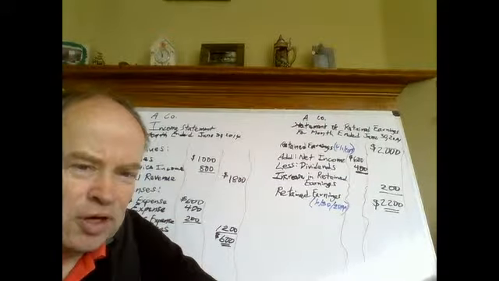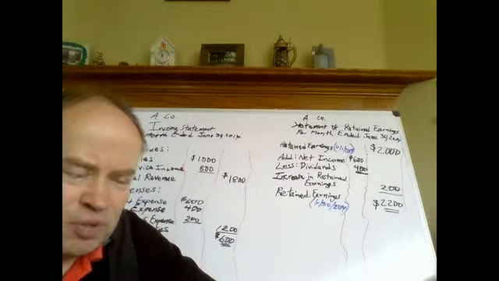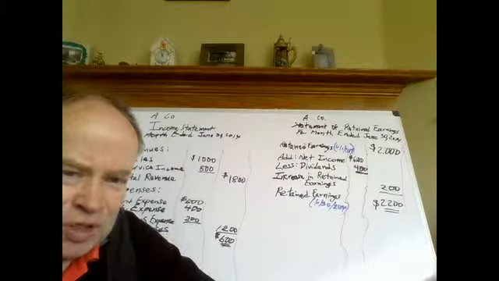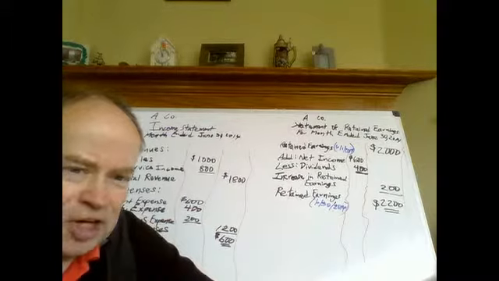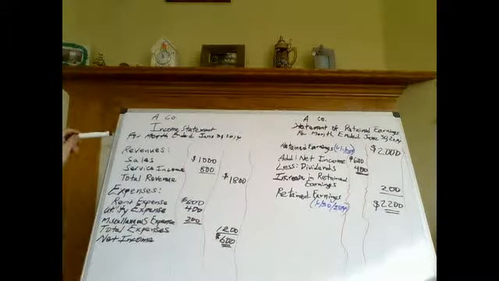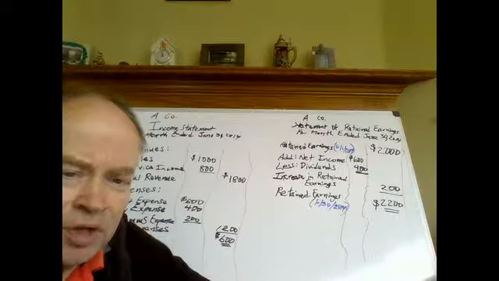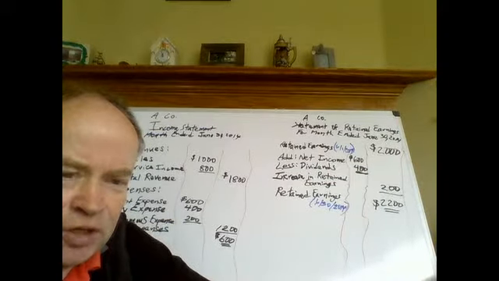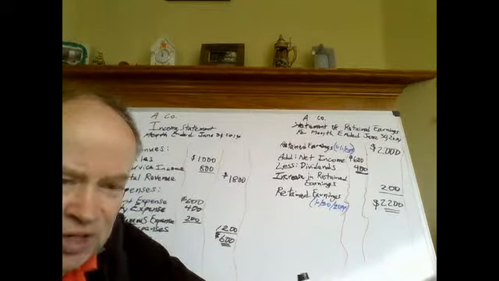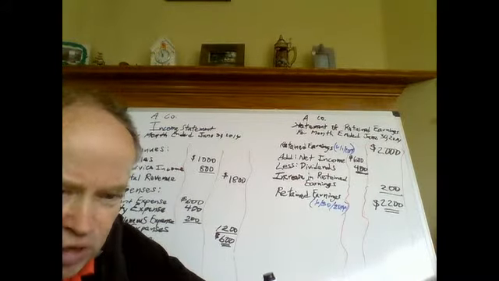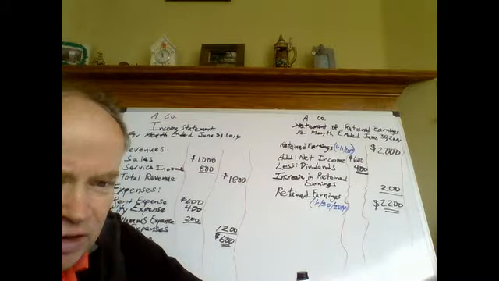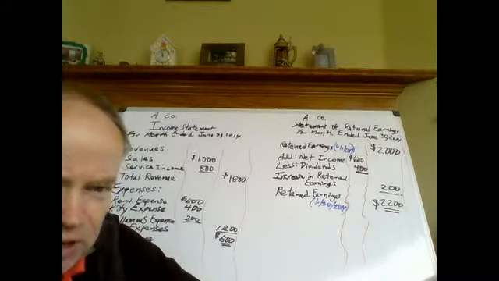Welcome. Today we're going to talk about the first two statements we need to prepare. That's the income statement and the statement of retained earnings. Now both of these statements, you'll notice, are for the month ended. So they cover a period of time. When we look at the balance sheet, we'll see that that would be just a day in time. So it'd be like June 30th, 2014, or whatever year it happens to be.